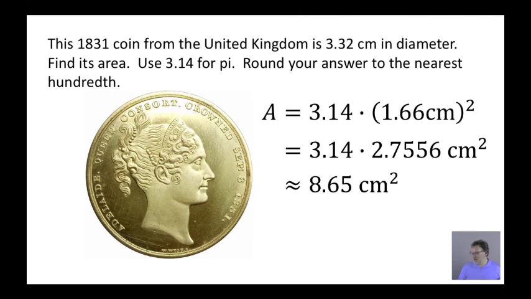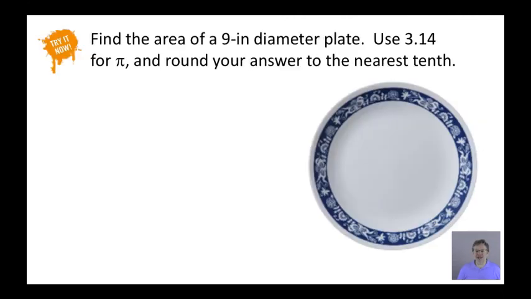So do this one on your own here. This is a 9-inch diameter plate, so the distance across the plate through the center is 9 inches. Use 3.14 as your approximation for pi, and round your answer to the nearest tenth, so just 1 decimal place. Take some time for that.